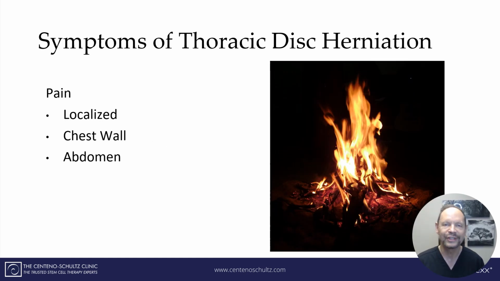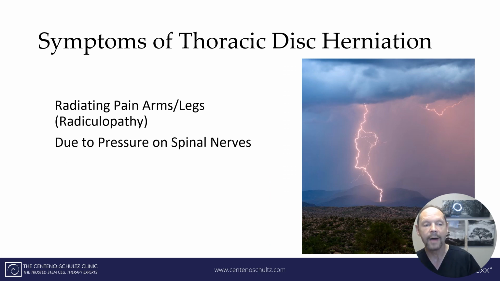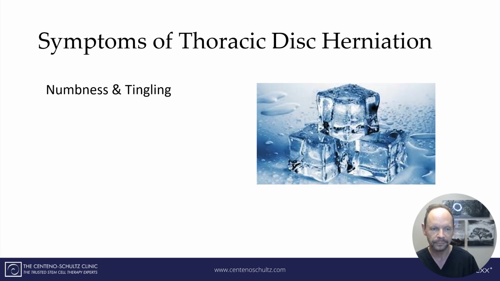So what are the symptoms associated with thoracic disc herniation? Obviously, there's pain. The pain may be localized, but it also can radiate and actually be missed in the diagnosis. It can go across the chest wall. It also can go to the abdomen because of the spinal nerves that are affected. It also can have radiating pain. The radiating pain can go up and down the arms. This is called a radiculopathy, and it's due to the pressure on the spinal nerves.